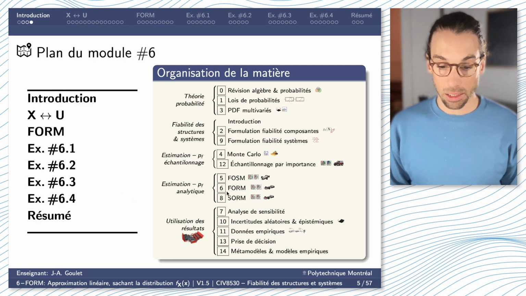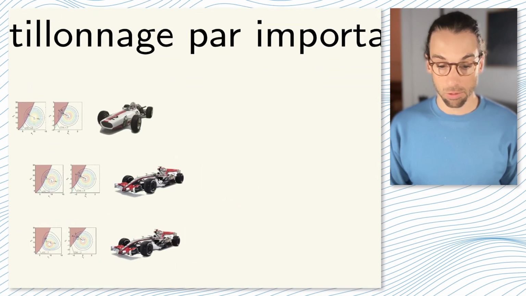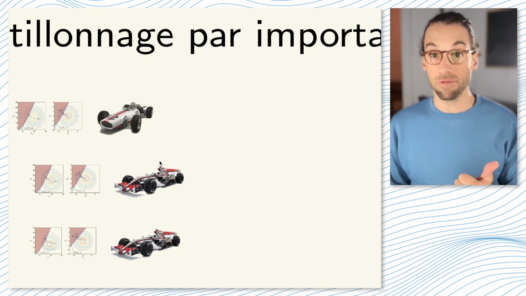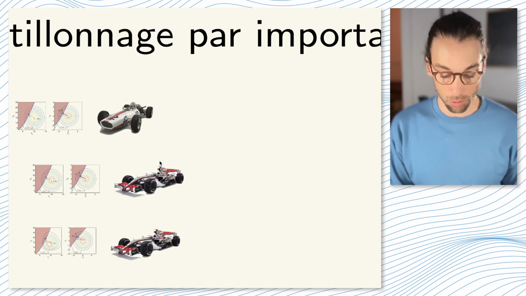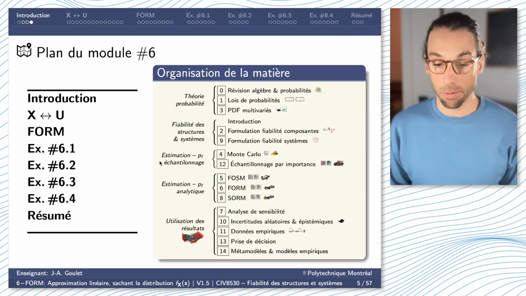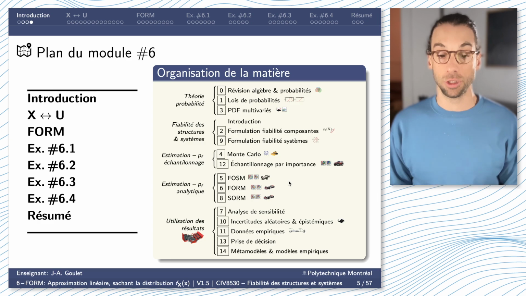So that places us here at Module 6, which is the FORM method. We see this is a modern race car, which is a method that's going to be really fast and fairly accurate. But if we compare it to Monte Carlo, we need to satisfy some hypotheses if we want to use this successfully.